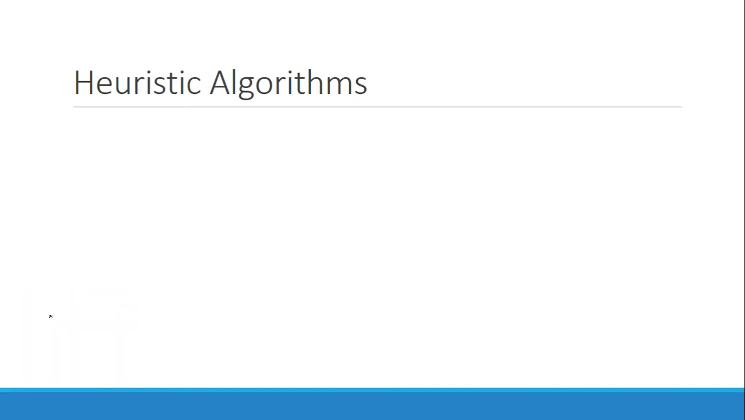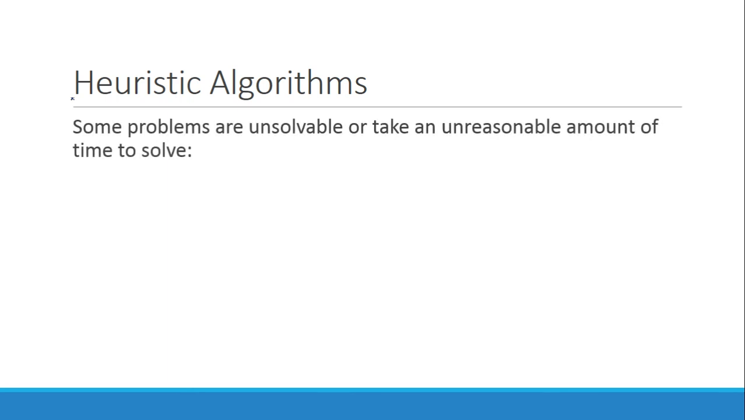But we're going to say heuristic. So, some problems are unsolvable. Hey, we just learned that word. Or they're taking an unreasonable amount of time. Guys, be very clear that those are the 2 conditions for why we would use a heuristic algorithm.